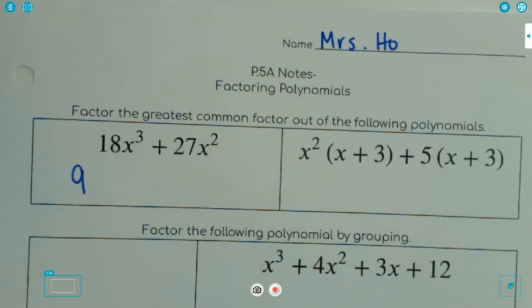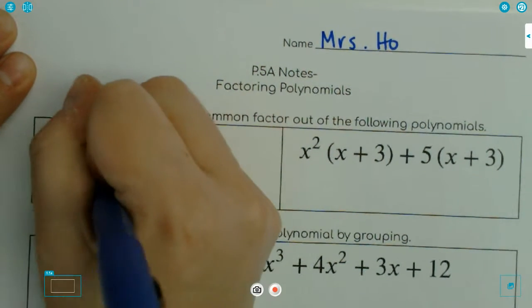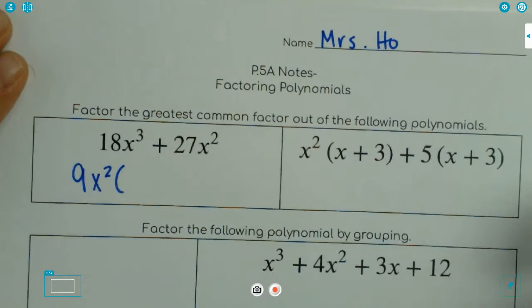X cubed means x times x times x. X squared means x times x. I always think about it as you can take however many the poorest guy has. So the poorest guy is the x squared, so you can only take 2. Not that we measure our wealth in exponents, but go off. Okay, and then we divide that out.